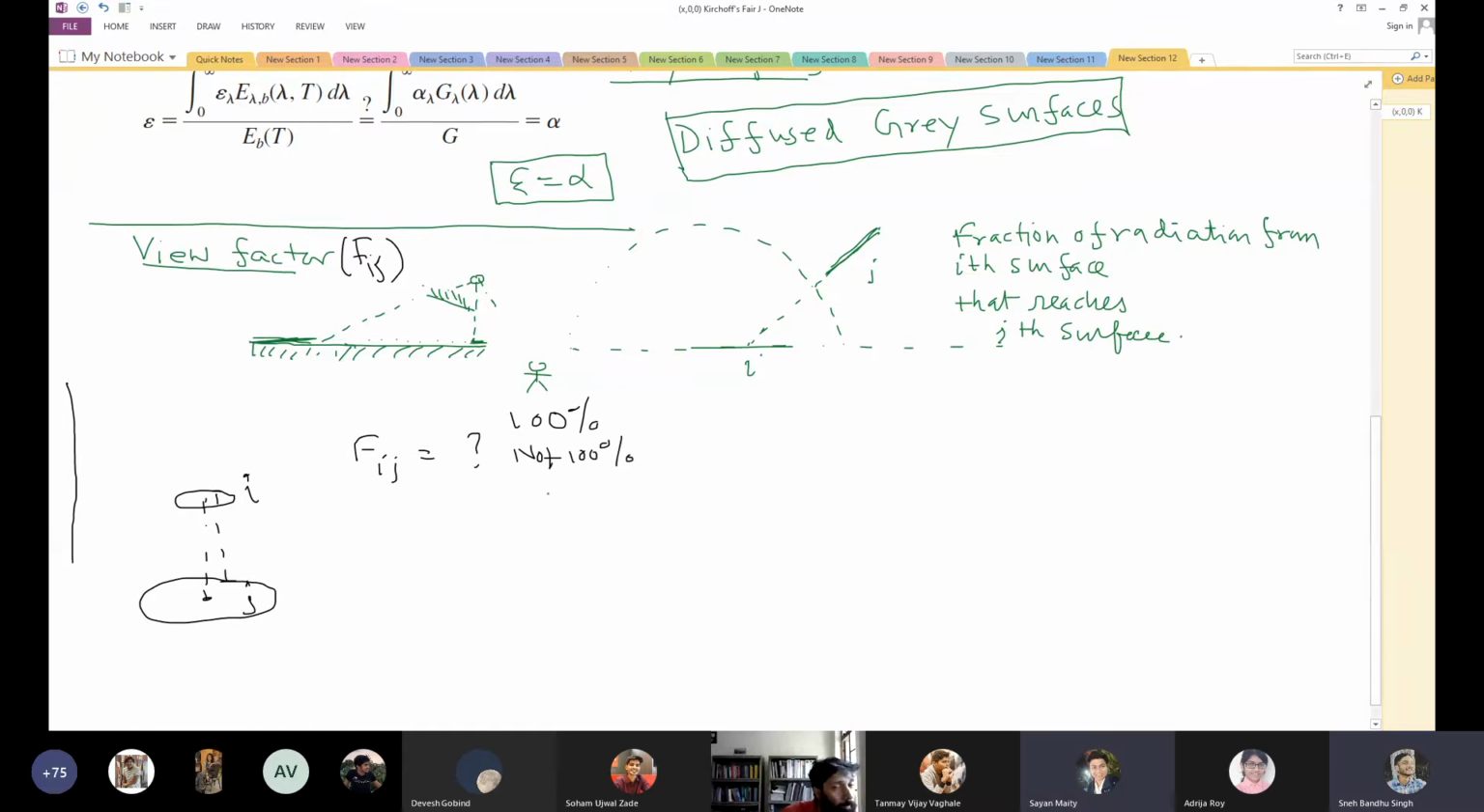Sir, it will be 100%, I guess, as it depends on theta. It depends. It will be or will not be. So what you are saying is that it depends on theta between the two disks. Okay. Any other ideas? It will not be 100% because a fraction of the radiation will not reach that disk, as there is some area which is not covered by the hemispherical area. Exactly. Now, if we create a hemisphere about it, then go ahead, tell me.